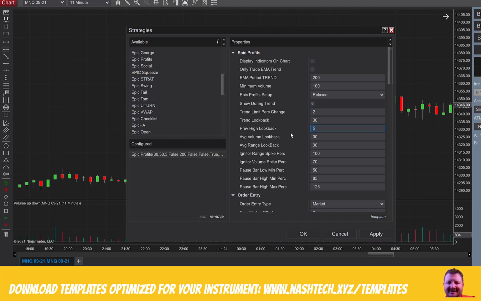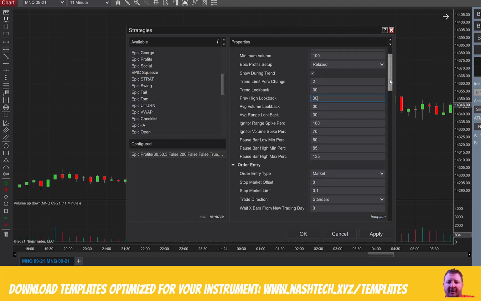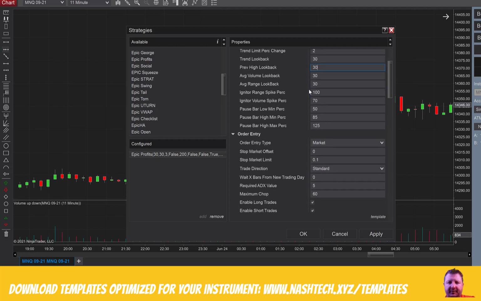Again, you're looking at the same configuration as what you visually saw that you liked on the indicator. Igniting volume, I think we had this at 20%. This was our big setting, a big range. Range, again, is the average range over the last 30 bars. Range is the high and low of the current bar. So big bar there, 400%. Pause bars, I think we had 50, 85, somewhere in there for the high.